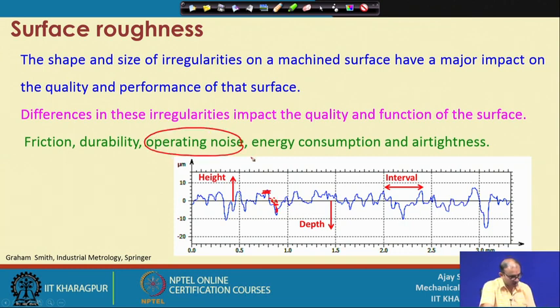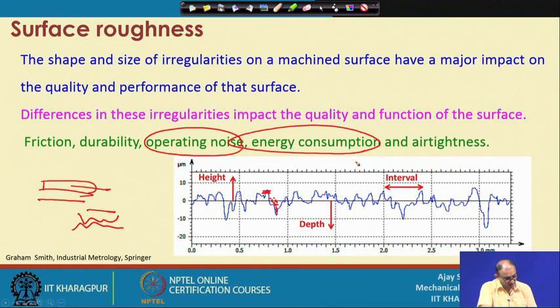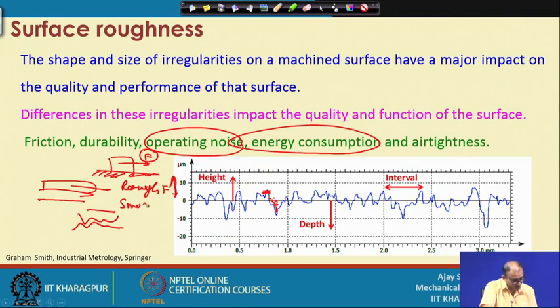Operating noise is also very high, because when two smooth surfaces are in contact you will not get noise, but when two rough surfaces are in contact and moving, you will get more noise. Energy consumption is very high, because if you are sliding a component on a smooth surface it is very easy to slide and you do not require more force, but on a rough component the friction force F is high, and on a smooth component F is low.